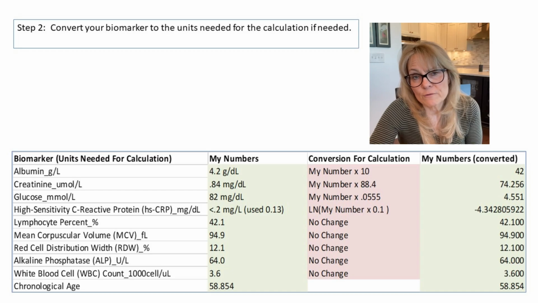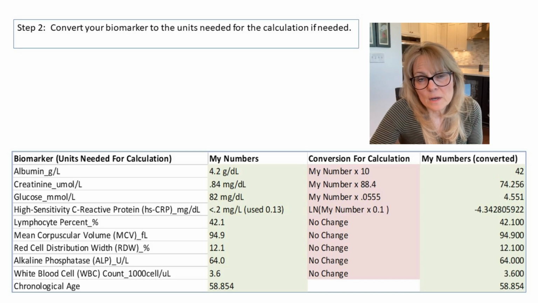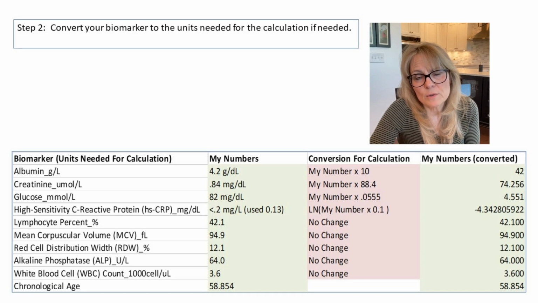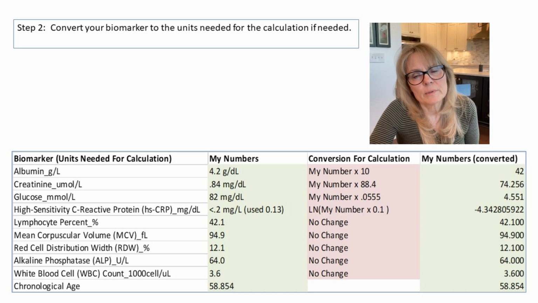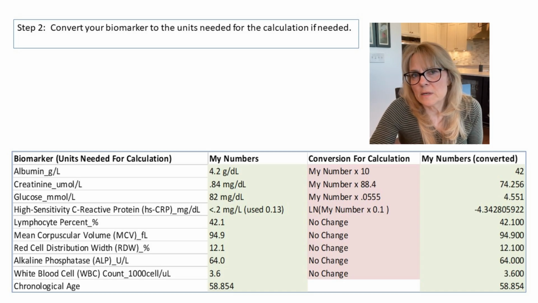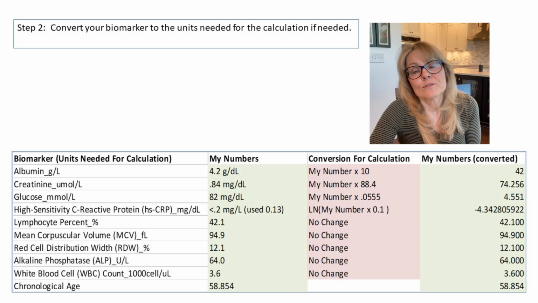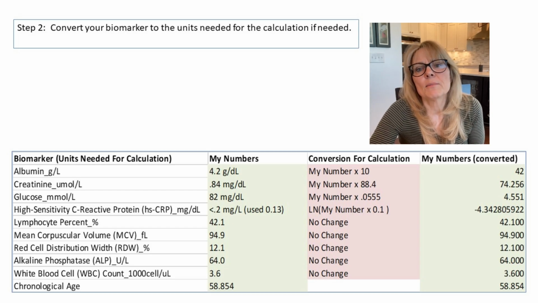And for my conversions, I've included them in the table in pink below. And if your lab returned a biomarker with units that are different than here, you can just simply Google "convert X to Y," and it'll tell you exactly how to calculate it. That's what I had to do, because honestly, I had no idea how to convert micromoles per liter from milligrams per deciliter. So I Googled it and I was able to find it.